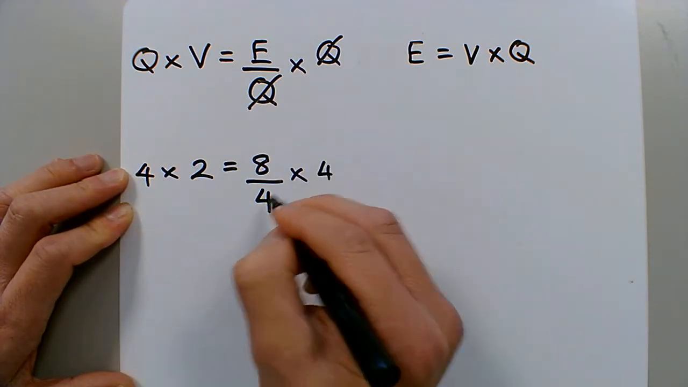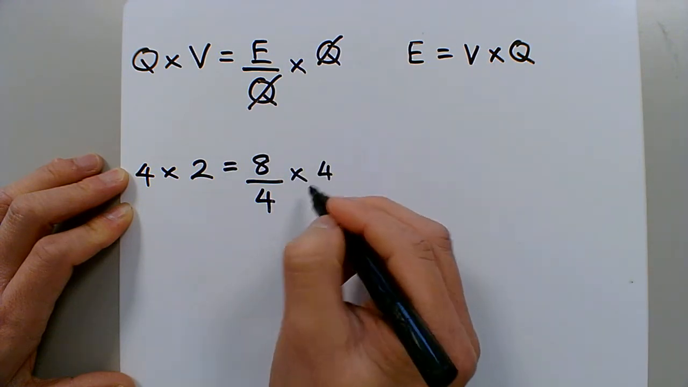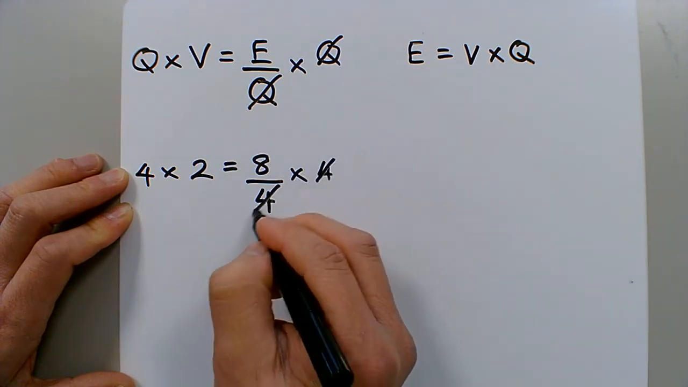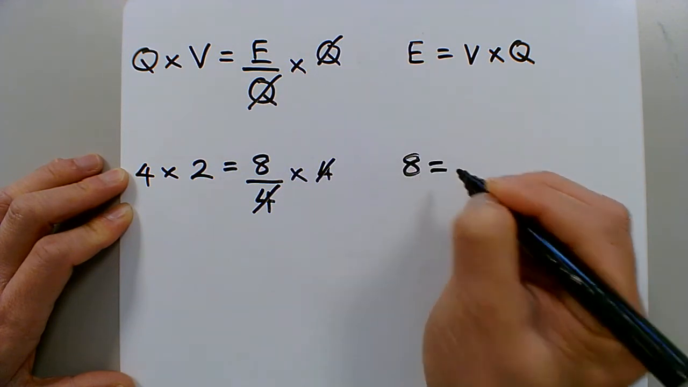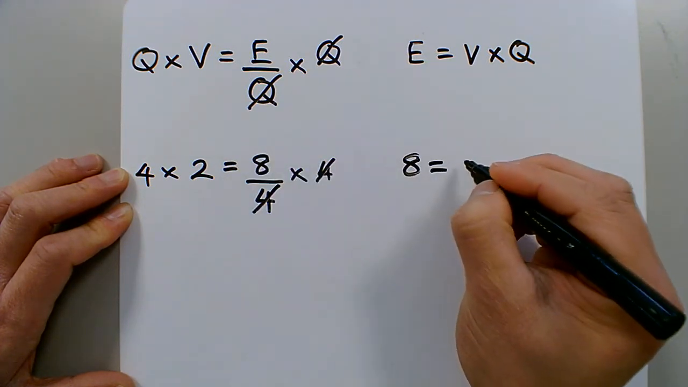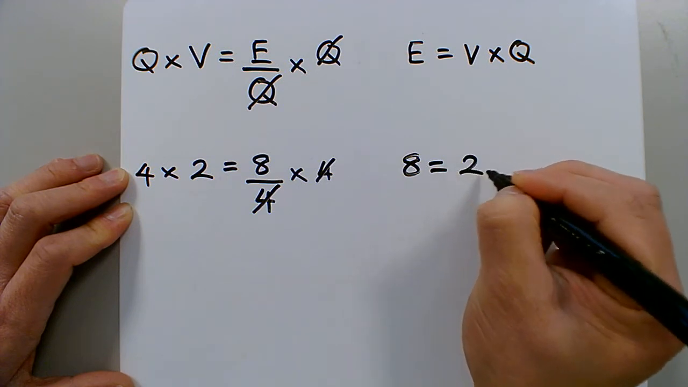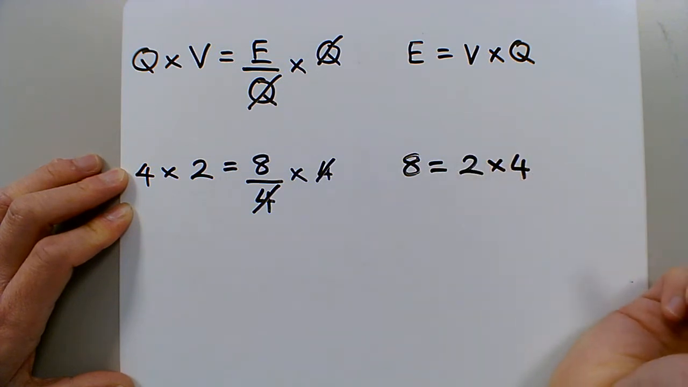These numbers cancel out because they are both divisible by 4. And then if we rewrite the equation, if I'm making this the subject, 8 is equal to 2 times 4.